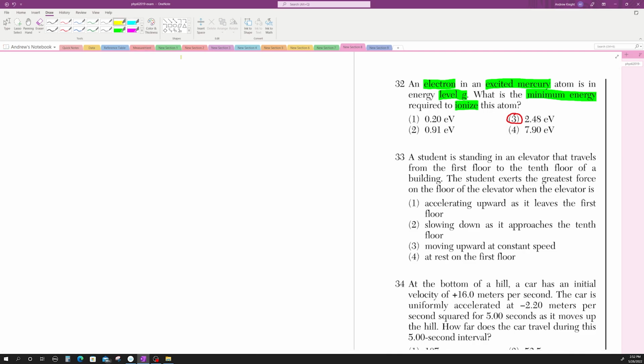Question 33. A student is standing on an elevator that travels from the first floor all the way up to the 10th floor of a building. The student exerts the greatest force on the floor when the elevator is doing what? Well, let's draw a picture of this scenario. So there's the scale. The scale, of course, is on the floor of the elevator. The scale is pushing in to the feet of the student, and the student's feet, of course, is pushing down in to the scale.